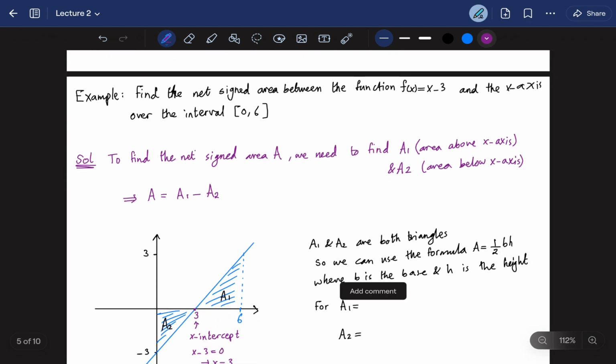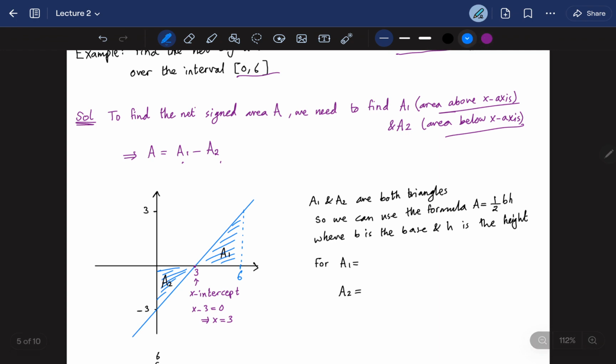If we want to find the net signed area between this function, x minus 3, and the x-axis on the interval from 0 to 6. Okay, so we know that the net signed area is just A1 minus A2, where A1 is the area above the x-axis, and A2 is just the area below the x-axis. So this is my graph. This line here is just going to be my x minus 3, which is my f of x. And since we're doing the interval from 0 to 6, I'm going to have these two areas. One area above the x-axis and one area below the x-axis.